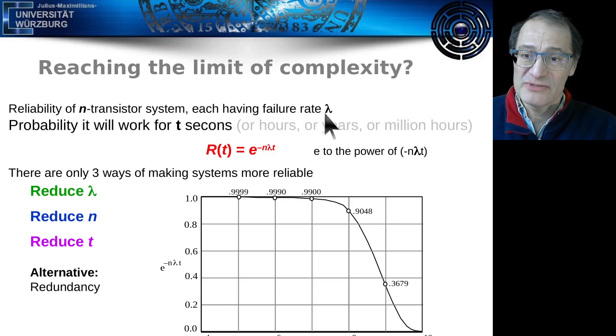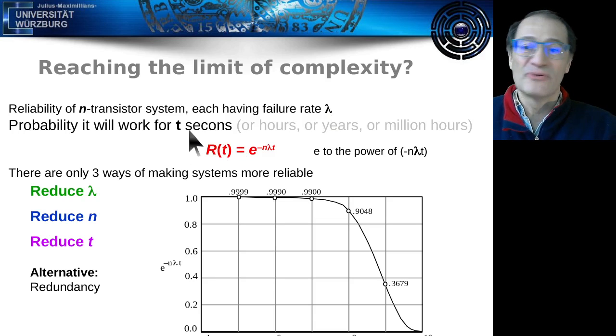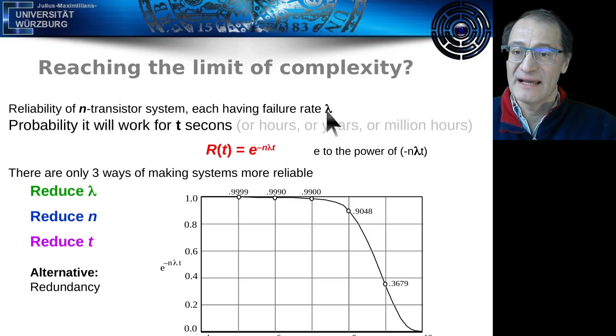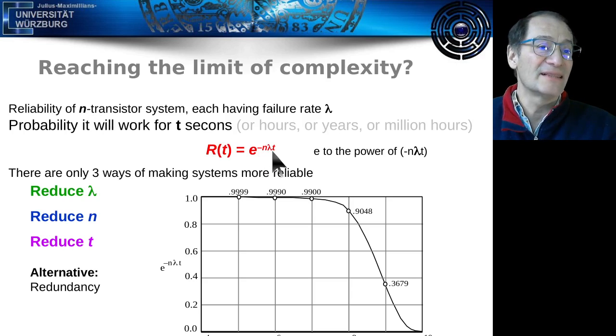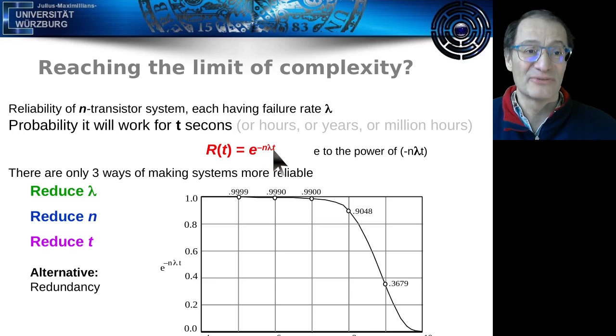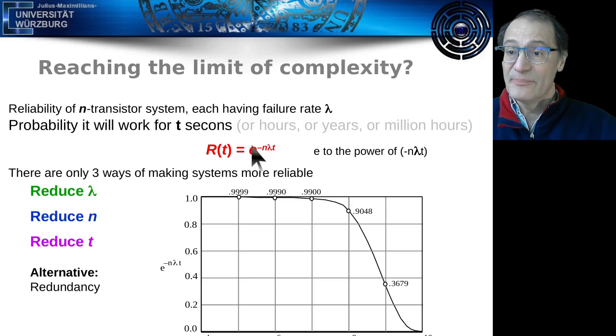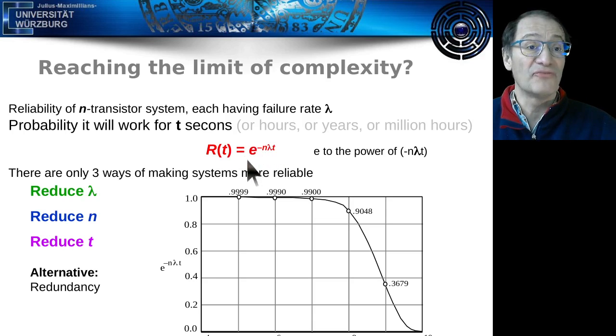Do not forget to use exactly the same time unit. Let's assume the failure rate was in seconds. Then the probability it will work for 10 seconds is e to the power of minus n, the number of transistors, multiplied by the failure rate, multiplied by the time for which you want to use the system. For example, you would like to be flying for 10 hours, then here you can compute the probability it will work for 10 hours without failure.